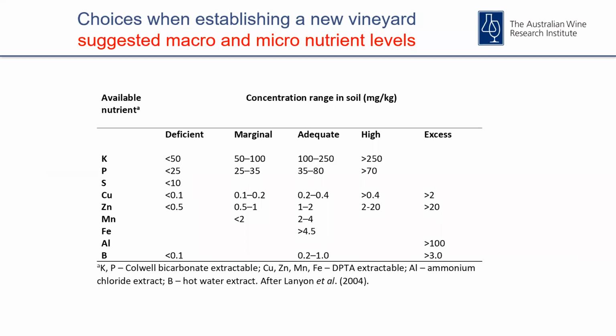Interestingly, there's not a lot published about what the soil macro and micronutrient levels should be in a pre-plant situation. There's a bit of work that's been published by Dean Lanyon here that gives you a table of the concentration ranges of the key nutrients that we should be seeing, at a marginal, adequate, high, etc. level. I won't go through all those, but that's there as a general indicator of what the soil nutrient level should be for those particular nutrients when establishing a new vineyard.